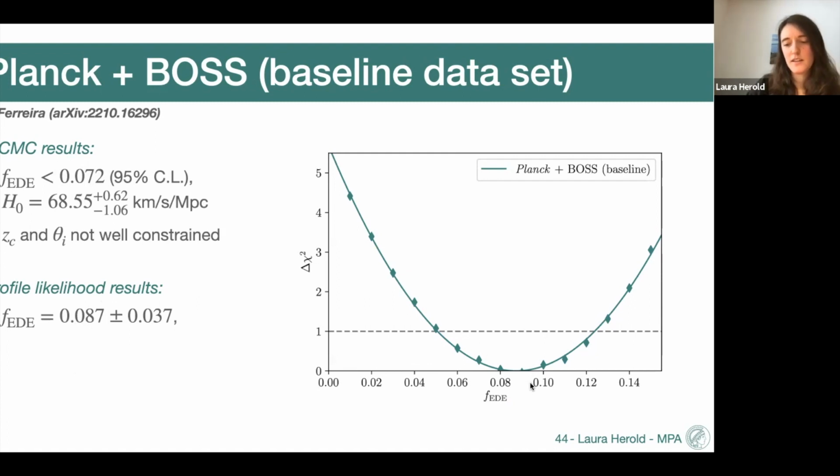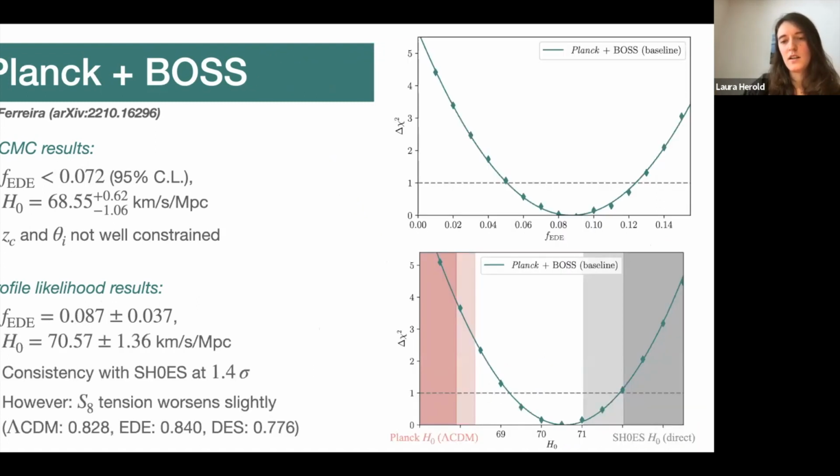And we also constructed a profile likelihood in H0, which is this here. And we find H0 of about 70.6, which is consistent with SH0ES at 1.4 sigma. So SH0ES is here the gray area. And for comparison, the red area is the Planck H0 obtained within lambda CDM.